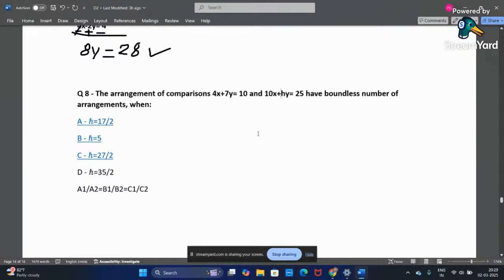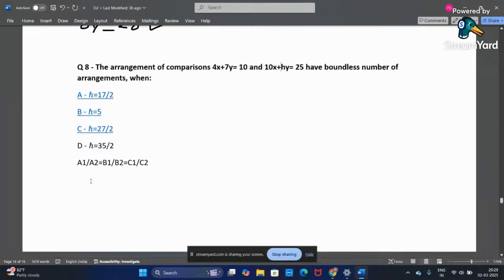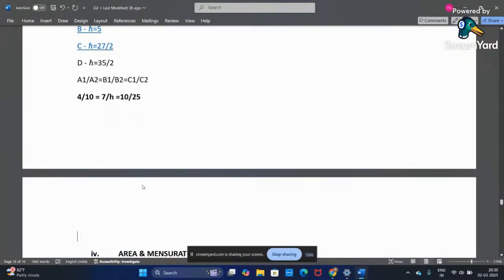So what we have to do? Let's take only two values. First I'll substitute all the values. 4 by 10 equals 7 by H. Why H? Because they have not given any value here, so it is H. Then 10 by 25. So we need to find the value of H. So what you have to do? Just take the last two ratios.